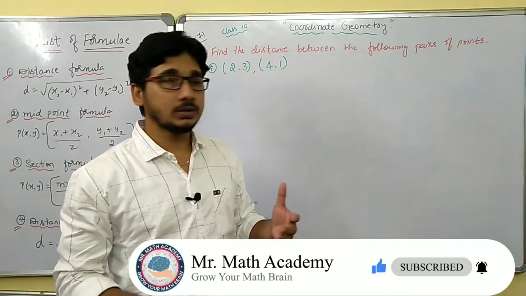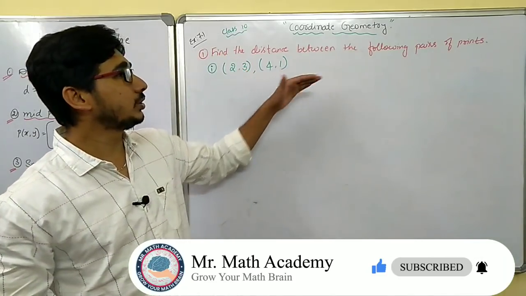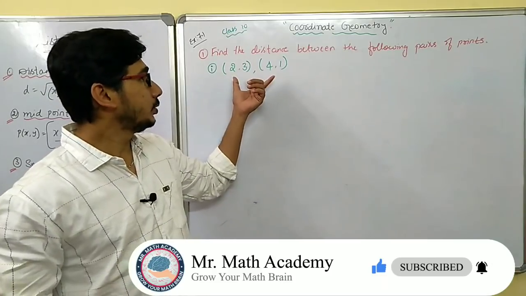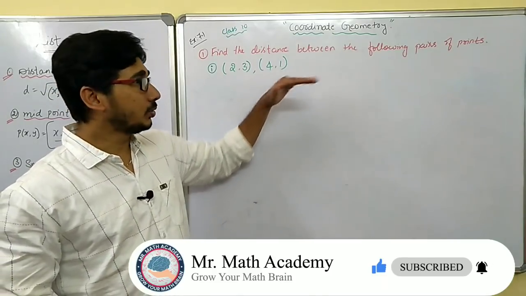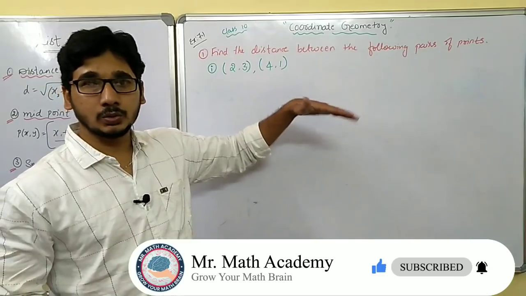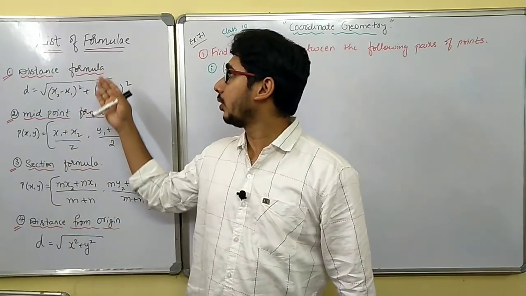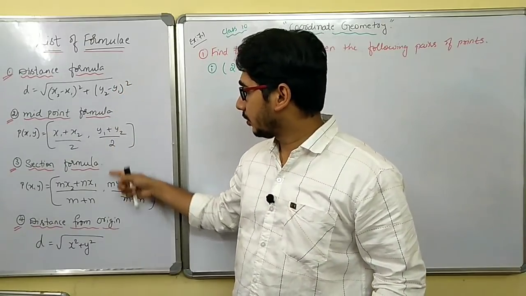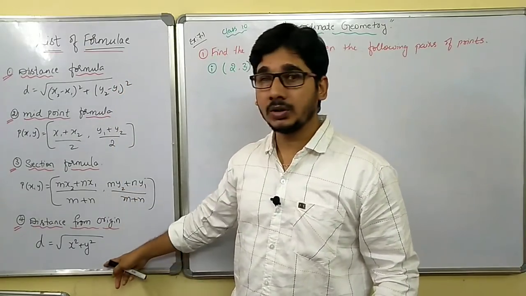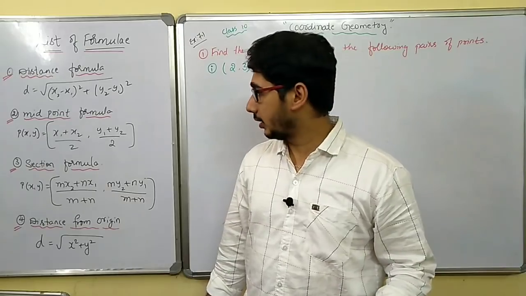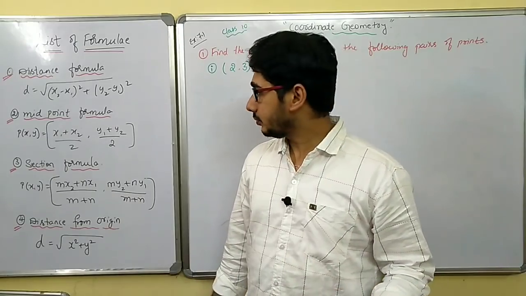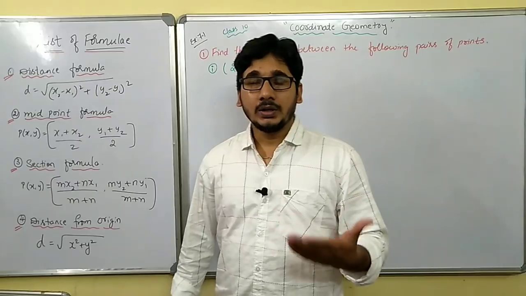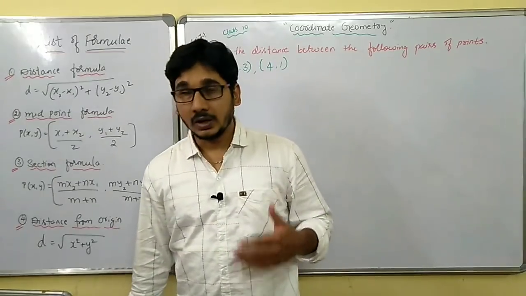Okay, so let us go for this: find the distance between the following pair of points, (2, 3) and (4, 1). So we have to find the distance between these 2 points. I have made a list of some formulas here. What are the formulas? Distance formula, midpoint formula, section formula, and distance from the origin. One more is there to find the area of the triangle when the points are given. All these concepts I have explained in the introduction part. Hope you have understood very well.